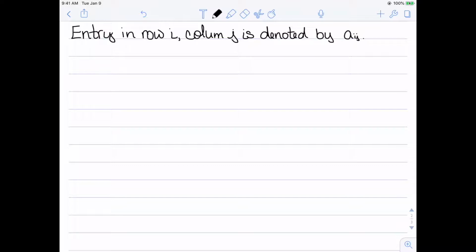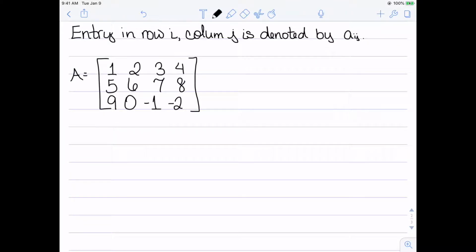The entry in row i and column j is denoted by a sub ij. So if I go back to that matrix before, a1,2 would be the first row, second column, so that would be this 2. On the other hand, a2,1 would mean the second row, first column, or 5. And matrices tend to be denoted with capital letters, A, B, C, etc.